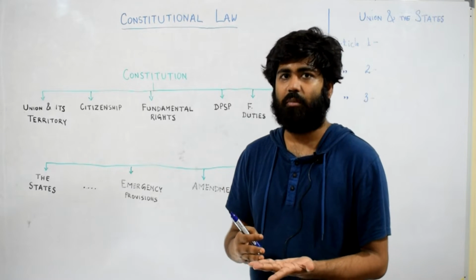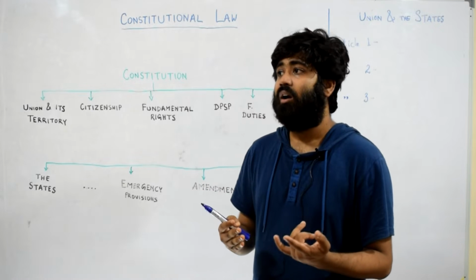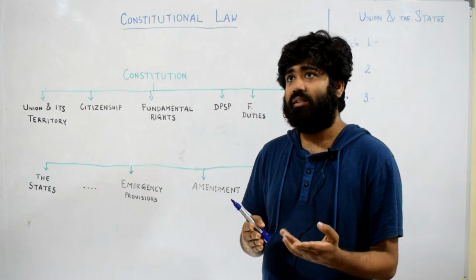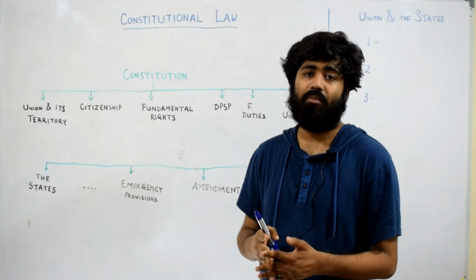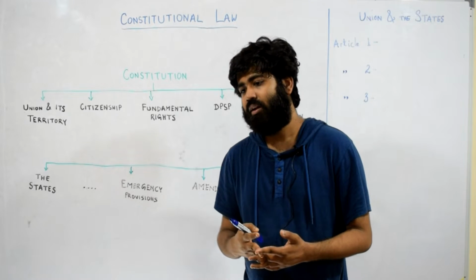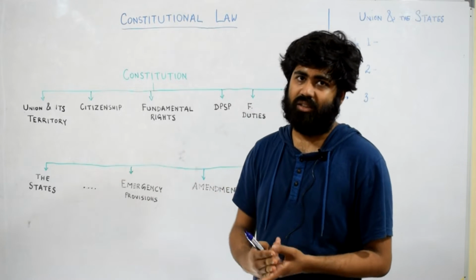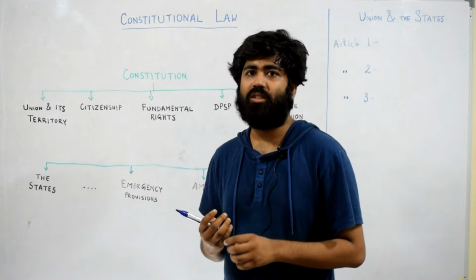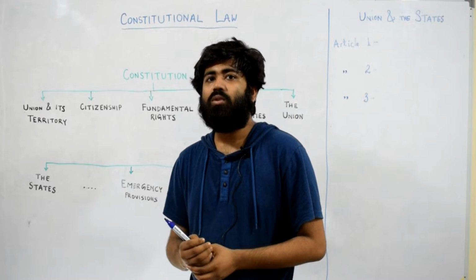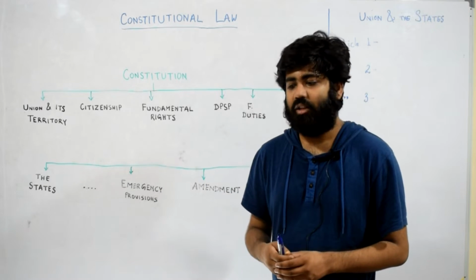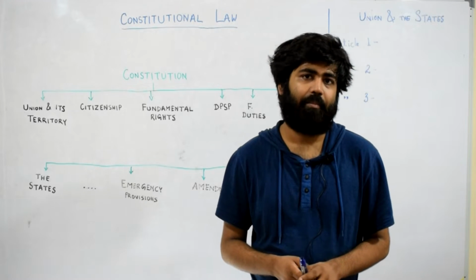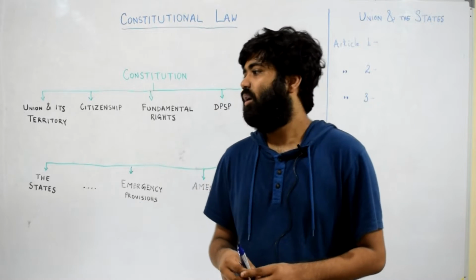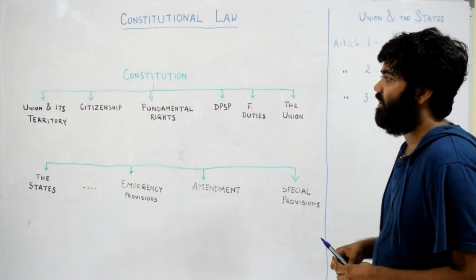It was actually removed from a state and made into a union territory. Some years ago, we had Telangana, which was separated from the state of Andhra Pradesh. Before that, we had Jharkhand, Chhattisgarh, and Uttarakhand, which were carved out of Bihar, Madhya Pradesh, and Uttar Pradesh, respectively. So, such things are in the power of the Parliament of India. So, this was about union and its territory.